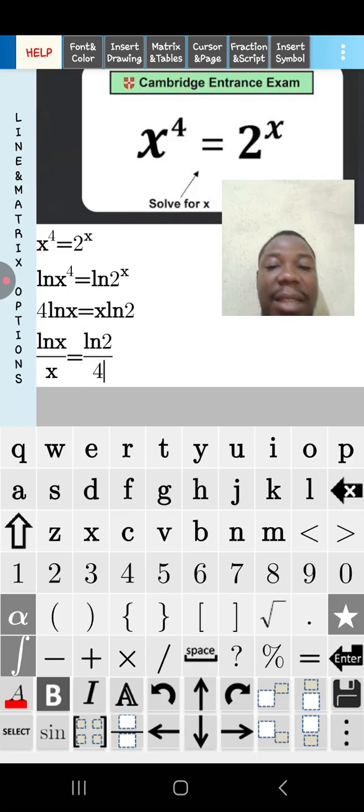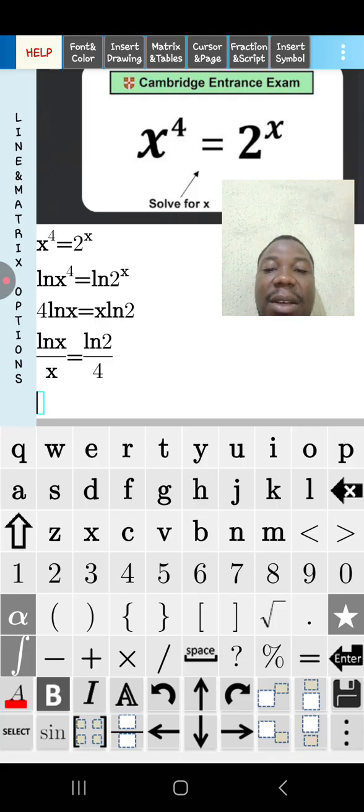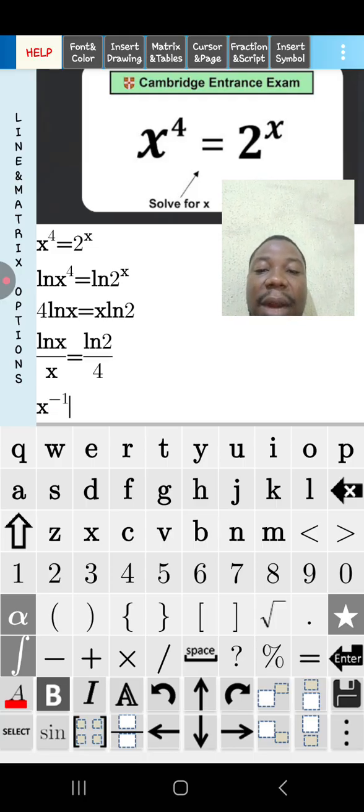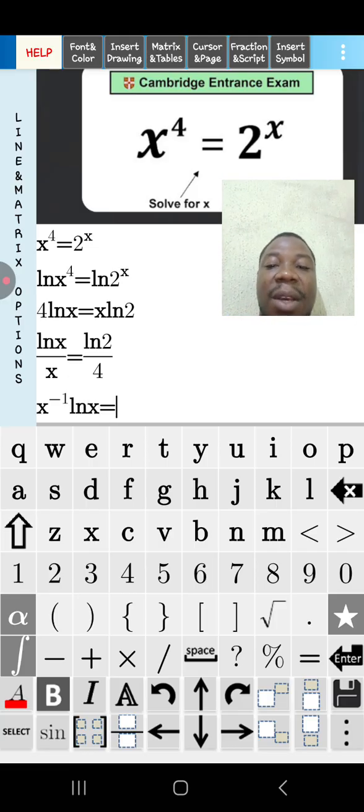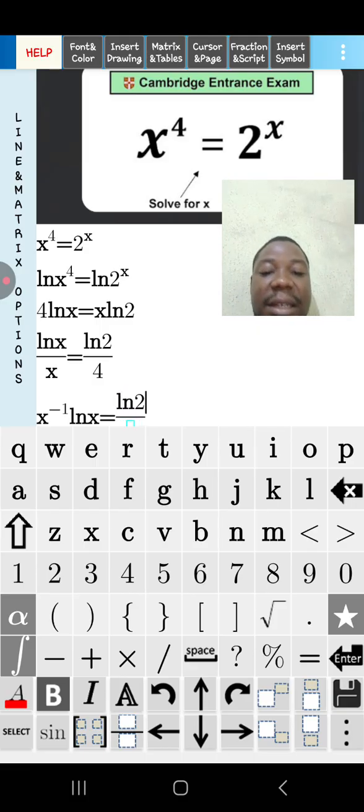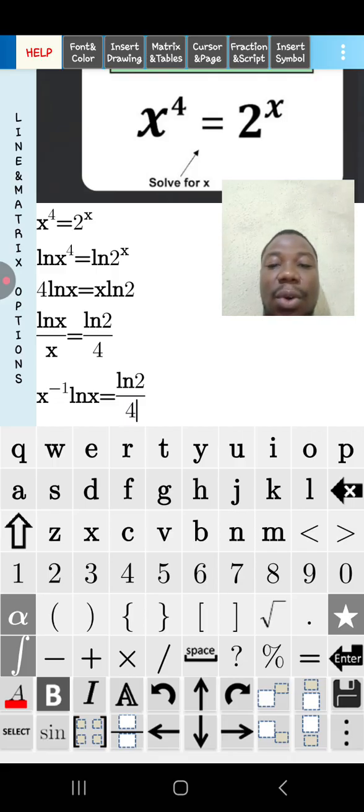When you do that, you're going to have something like this. And this is the same thing as x raised to the power of minus 1 times ln x, because ln x over x means 1 all over x times ln x. And 1 all over x, according to the law of indices, is the same thing as x raised to the power of minus 1, and ln x will be here, equals, let's leave this side the way it is, ln 2 all over 4.